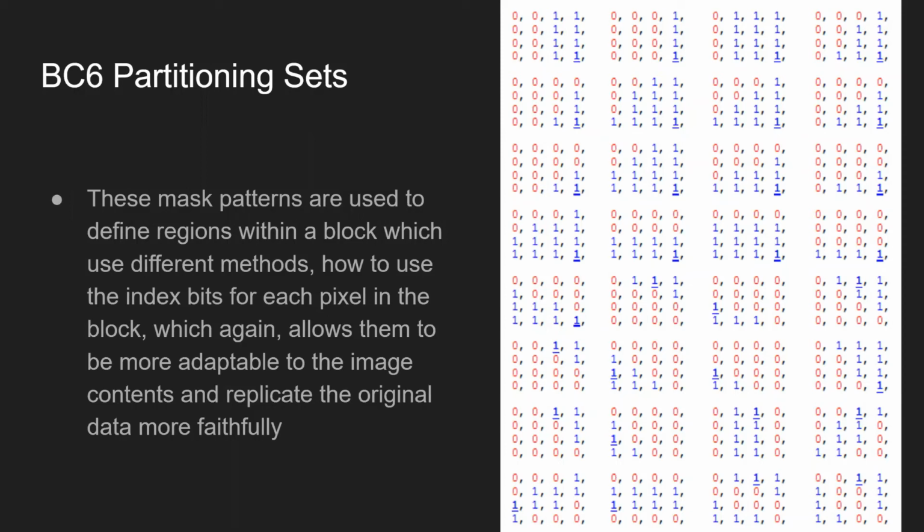So again, these are more complicated than the original ones. These are more recent. They came out with DirectX 11 hardware, I guess. And so they do require some additional hardware features to decode them. So this again makes it more adaptable to different pieces of the image if this fits something better than just a consistent encoding across the whole block. This could be used that way.